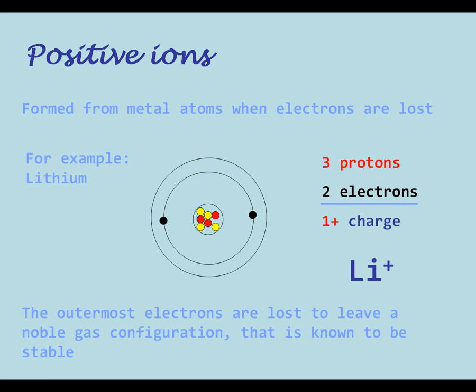Now, the outermost electrons are lost to leave a noble gas configuration, and we know that noble gas configurations are stable. So lithium would only form a single positive ion. To lose a second electron would involve removing one of these 2 electrons from a filled inner shell, which would require a lot of energy and is unlikely to occur during a chemical reaction. So the lithium ion is Li+.